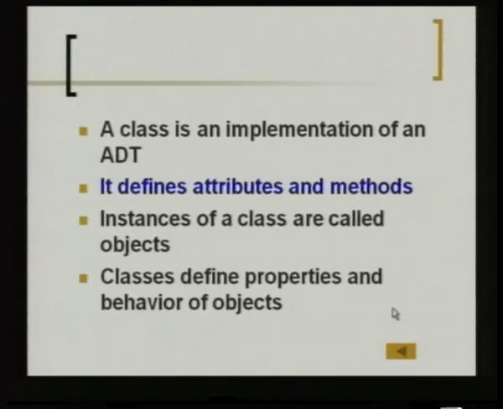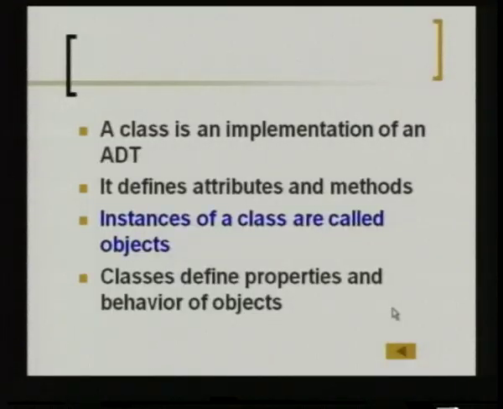So, I will explain what this abstract data type is. It defines something called attributes and methods. Now, an attribute is nothing but a feature; it is another name or a technical term for a feature. A method is nothing but a function. So it defines what the features of that class are and what functions can be performed by the objects of that class.